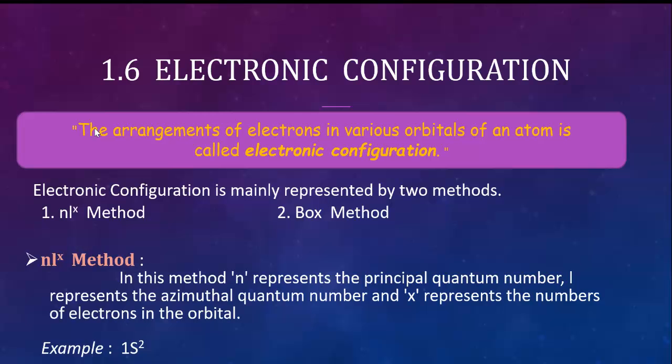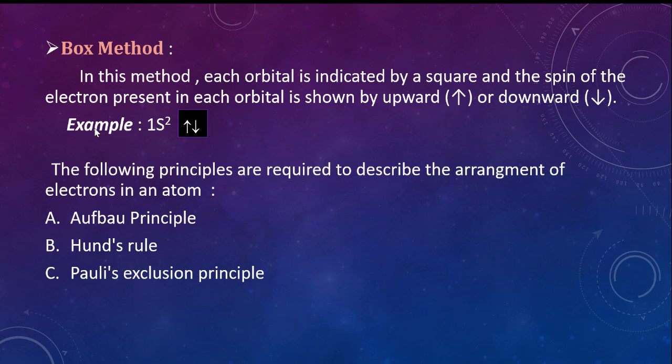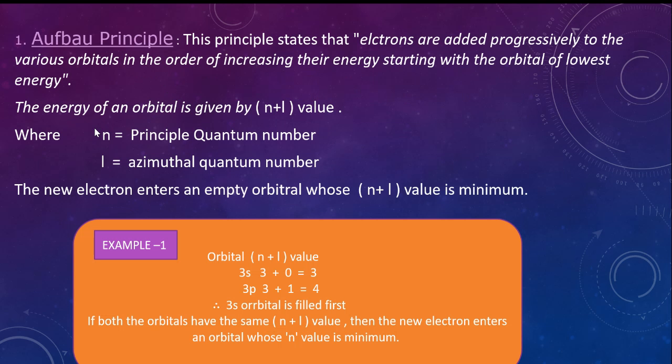Electronic configuration is the arrangement of the electrons in the various orbitals of an atom. We have two methods, the nlx method and the box method. We have chosen the nlx method while writing the electronic configuration. Then this is the box method. While writing the electron configuration, we should follow three principles: the Aufbau principle, Hund's rule, and the Pauli exclusion principle. The Aufbau principle says that the electron will enter the orbital whose energy level is less, that means whose n plus l value is less.